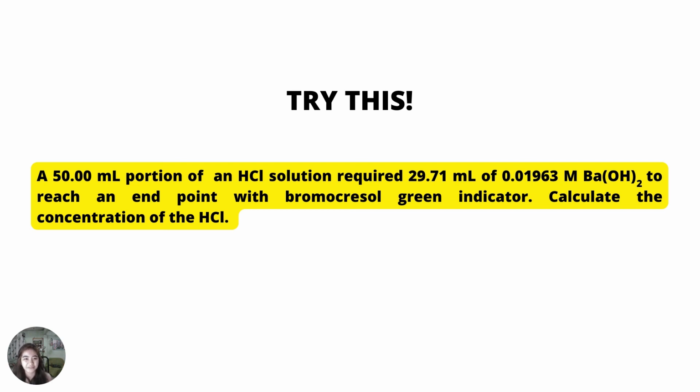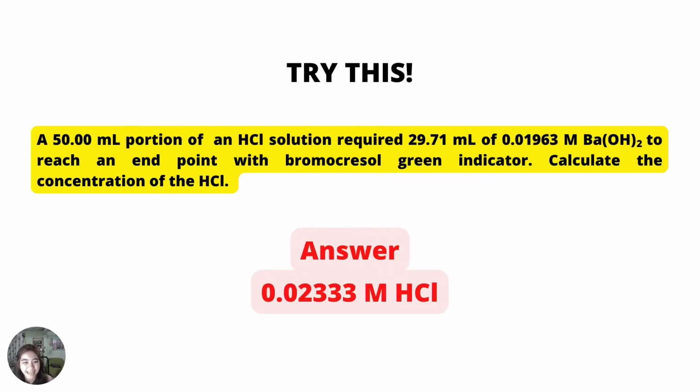In 5, 4, 3, 2, 1. So this is the answer. We have 0.02333 molarity of hydrochloric acid. I hope you enjoy this one, and I hope you learned something about this.